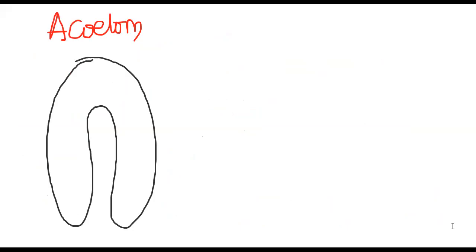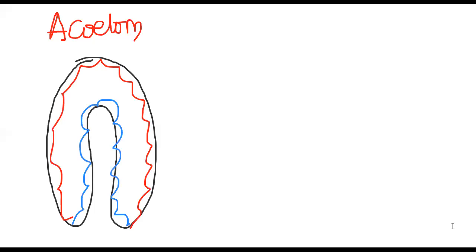Acoelom. Whatever type of body cavity we are observing, the necessary thing is the gastrula. So for acoelom, what is the outer layer? The outer layer is ectoderm. Let me change the color so that it will be recognized easily. The outer layer is ectoderm, and the inner layer is endoderm. In between them, the cavity is called the blastocoel or primary body cavity.